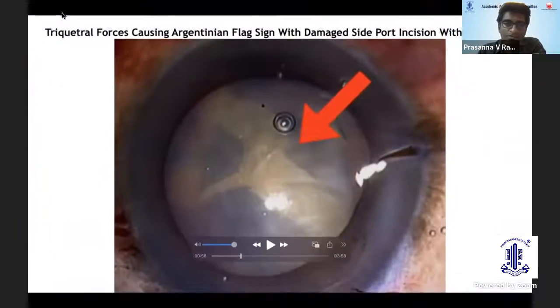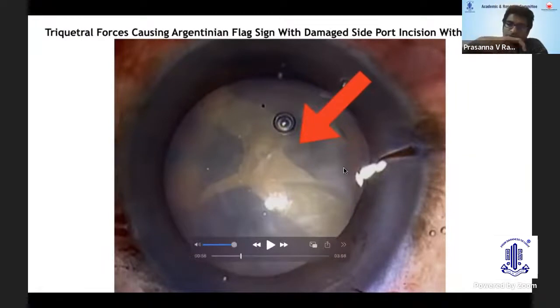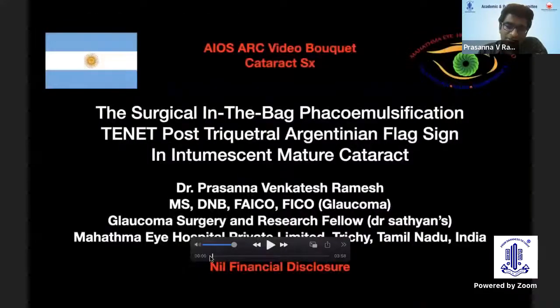Yes. So the case for discussion today is an Argentinian flag sign, which is also triquetral in nature, not 2 but 3. And also the novice surgeon pulled out the cystitome, causing a damaged side port as well. So this is the case for discussion, and to start the video. So here we go. There are so many ifs and buts, and this is one particular way in which I ended up managing this patient.